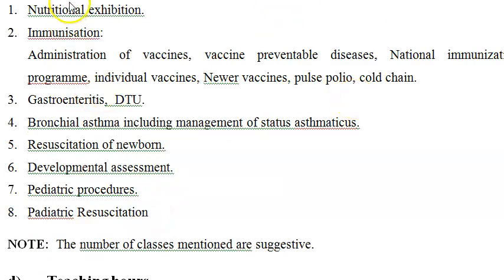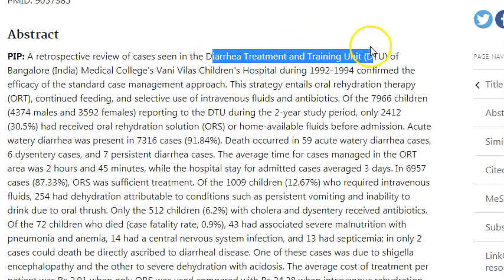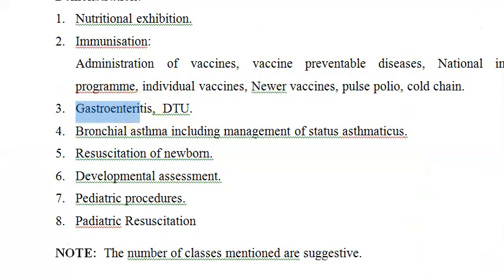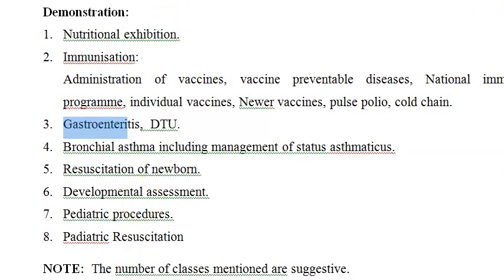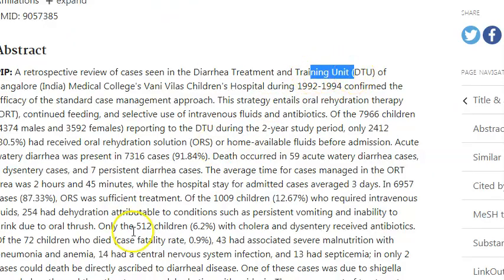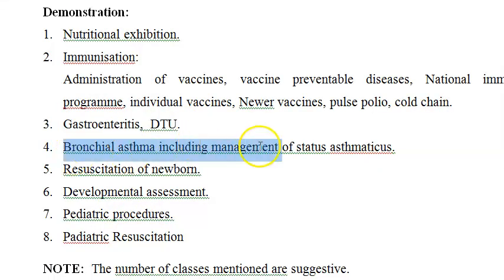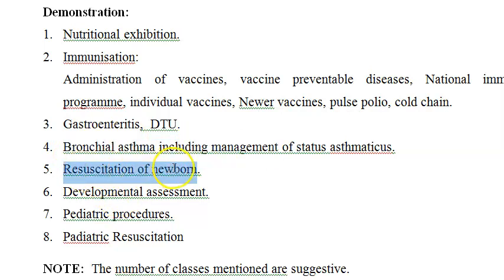Then nutritional exhibition, immunization. What is this? What is the topic? Demonstration. Immunization, gastroenteritis, DTU. What is DTU? It's diarrhea treatment and training unit, is it? Okay, so that's why it's coming under gastroenteritis. Diarrhea treatment and what was it? Training unit. Okay. Diarrhea treatment and training unit. Bronchial asthma, resuscitation of newborn, developmental assessment, pediatric procedures, pediatric resuscitation.